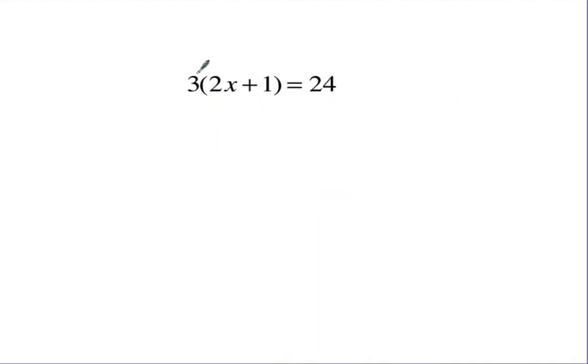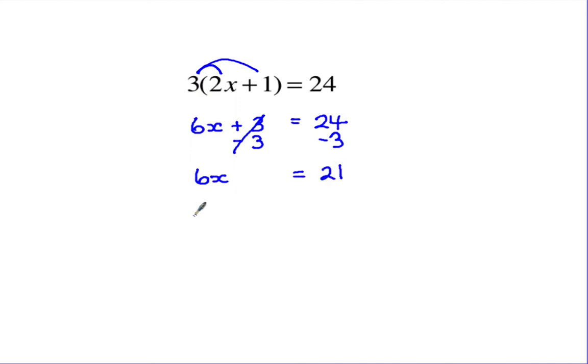Let's try another one. 3 lots of 2x, because I'm going to expand the brackets first, give me 6x. 3 lots of 1 give me 3, and that equals 24. So I want to know what x is, so I'm going to take away the 3 from both sides. I've taken away the 3 from this side so that the plus 3 will cancel, leaving me with just 6x. And on the other side I've got 24 take away 3, which is 21. So now I've got how many 6s go into 21. 6 lots of something is 21.